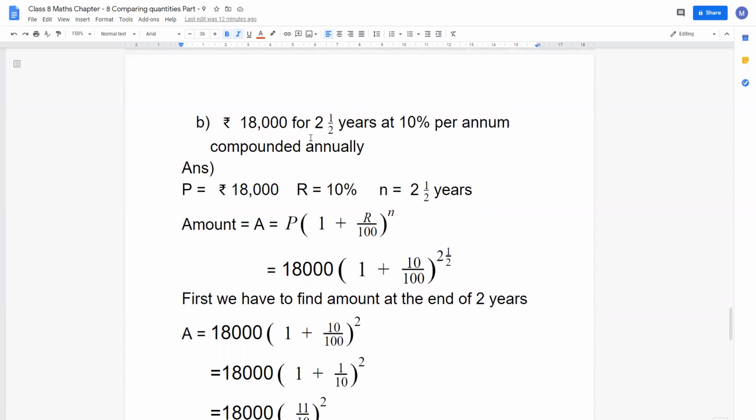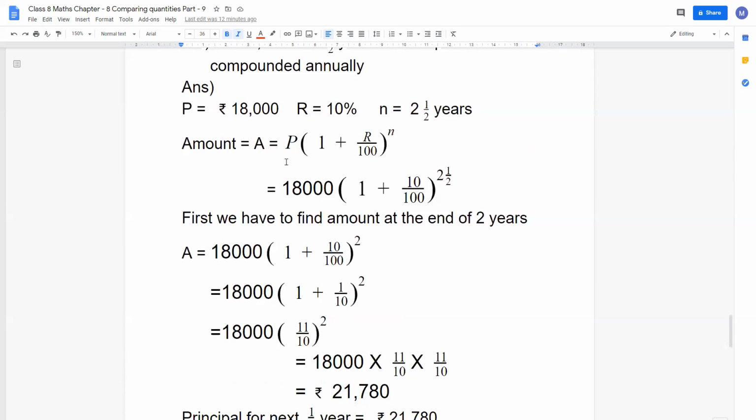Okay. Now same way, we'll go to second question B. Rupees 18,000 for 2.5 years at 10% per annum compounded annually. Okay. So what is P? Principal equal to 18,000, rate of interest R equal to 10%, N equal to 2.5 years. In the previous video, I have done the same example. That way we have to do, because here N equal to 2.5 years. It is a mixed number.